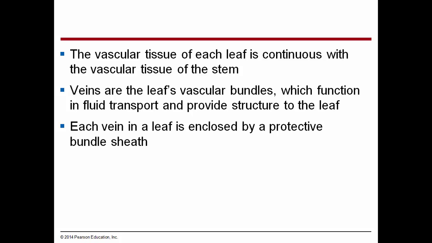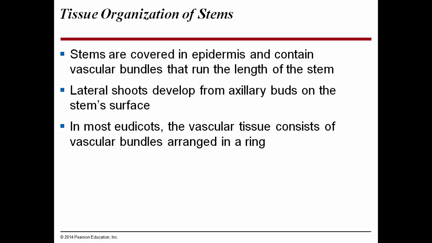The vascular tissue of each leaf is continuous with the vascular tissue of the stem. The veins of the leaves are vascular bundles which function in fluid transport and provide structure to the leaf. Each vein in a leaf is enclosed by a protective bundle sheath.